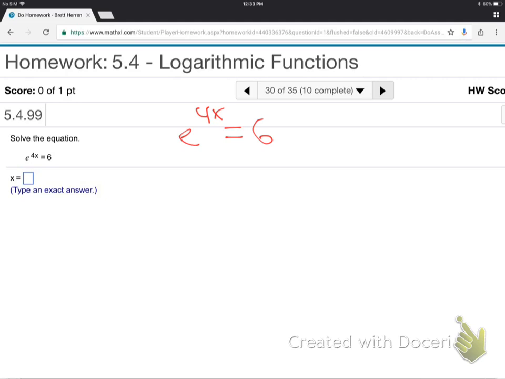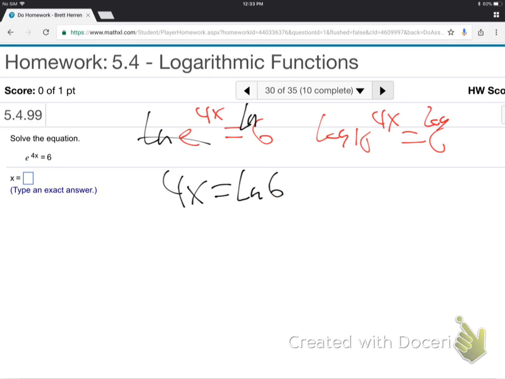What if this was 10 base? What if it was 10 to the 4x equals 6? Yeah, I would regular log both sides, wouldn't I? But this one is e, so I'll ln both sides. Making sense? They're opposites, and just bang, it's gone. 4x is ln 6. Good so far?